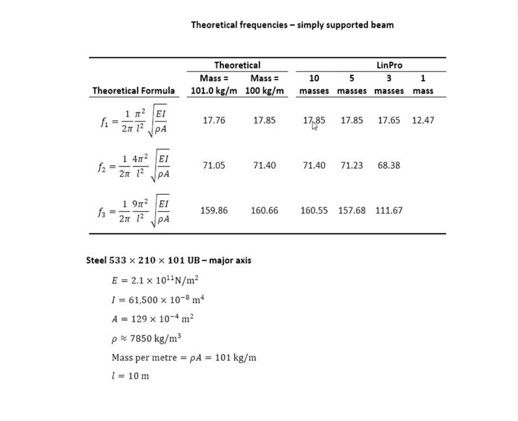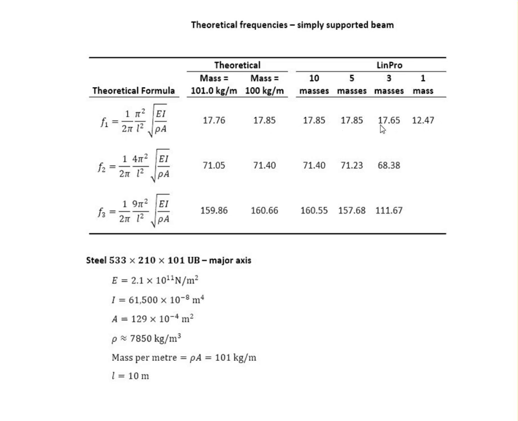Now, LinPro with 10 masses, the last one I showed, matches those exactly for the first two frequencies. The third frequency is very slightly different, 160.66, 160.55. I did the one mass, a single mass in midspan, gives only one mode, and it gives 12.47, which is a good bit different from the 17.85.